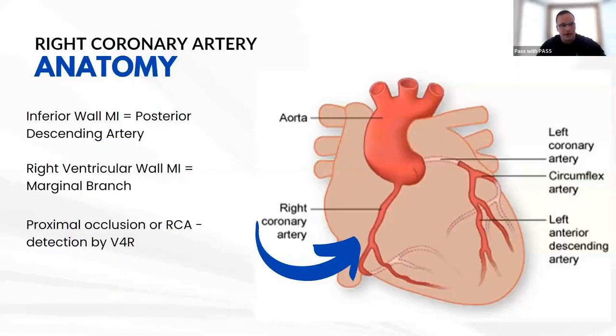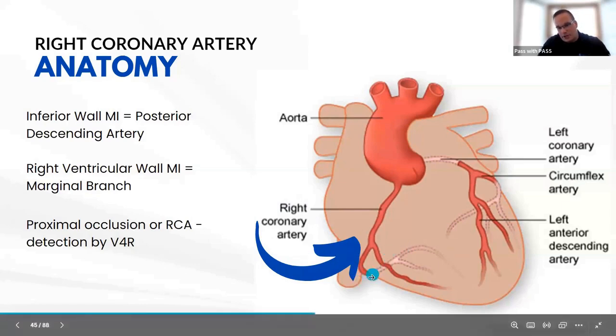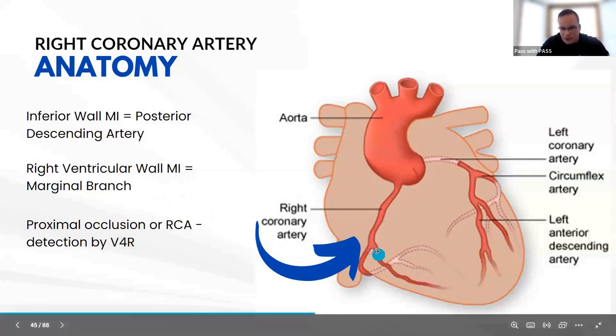Right coronary artery anatomy. So again, the inferior wall MI is an occlusion of the posterior descending artery. This artery that's shaded a different color, wrapping around the back of the right side of the heart here, is supplying the inferior wall of my left ventricle. A right ventricular wall MI would be an occlusion of this marginal branch that we can see here on the front of my right ventricle.